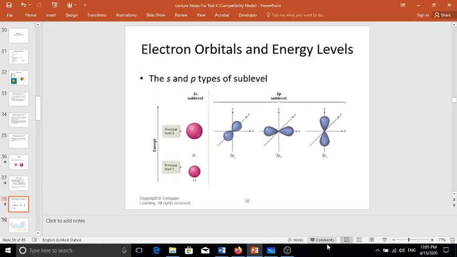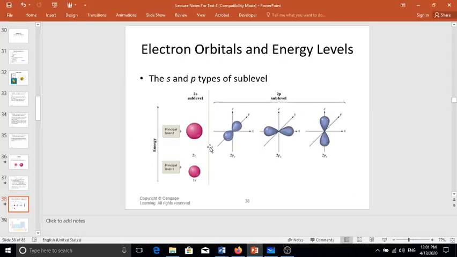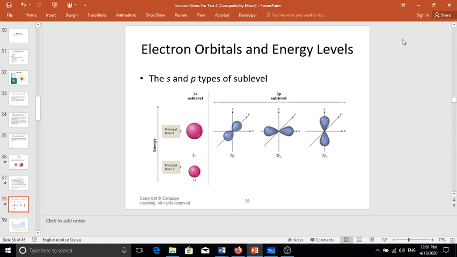Starting from the third principal level, you would start having 3s, 3p, and 3d. Keep in mind, d now has 5 orbitals, with even more complicated shapes than the s and p orbitals. Again, the d sublevel, which starts from 3d, has 5 orbitals, and each contains up to 2 electrons.